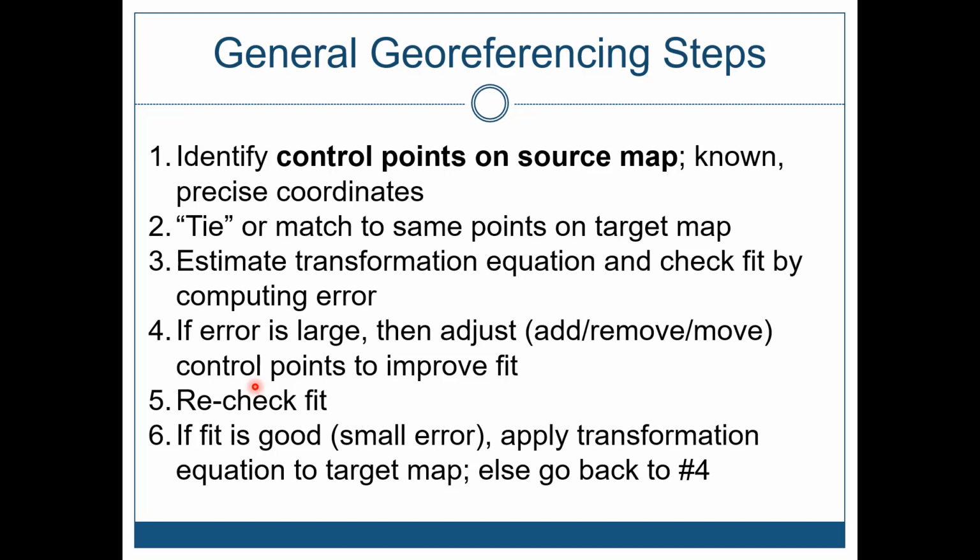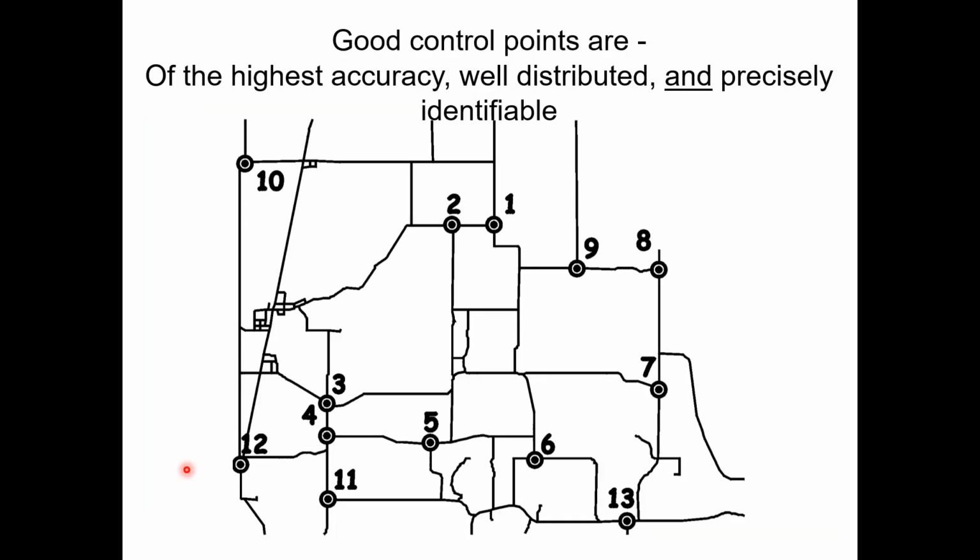If there's error, you might have to remove some control points, add some new ones, recheck that fit, and you run through this process over and over again until you minimize that error as much as possible. A couple things to keep in mind when you're thinking about georeferencing. One, it's going to be important to have enough control points. You also have to make sure the control points are well distributed across the map and easy to identify.